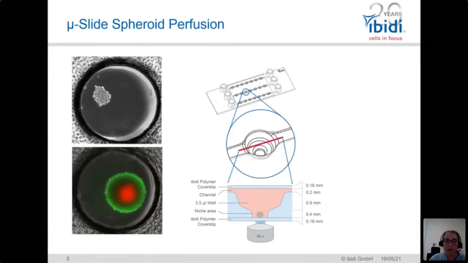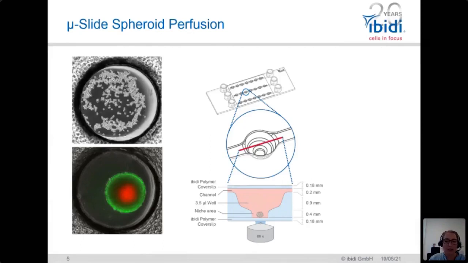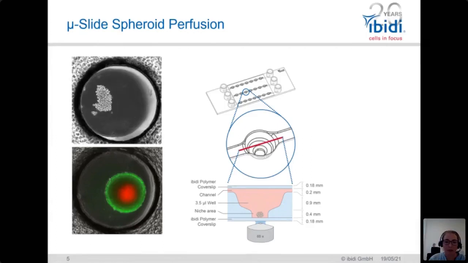So the geometry of the microwells allows the formation of spheroids just by seeding cell suspension, as you can see in this little upper movie here. Alternatively, it is also possible to transfer complete spheroids. And of course, fixing and staining is also possible, and we see a stained spheroid.